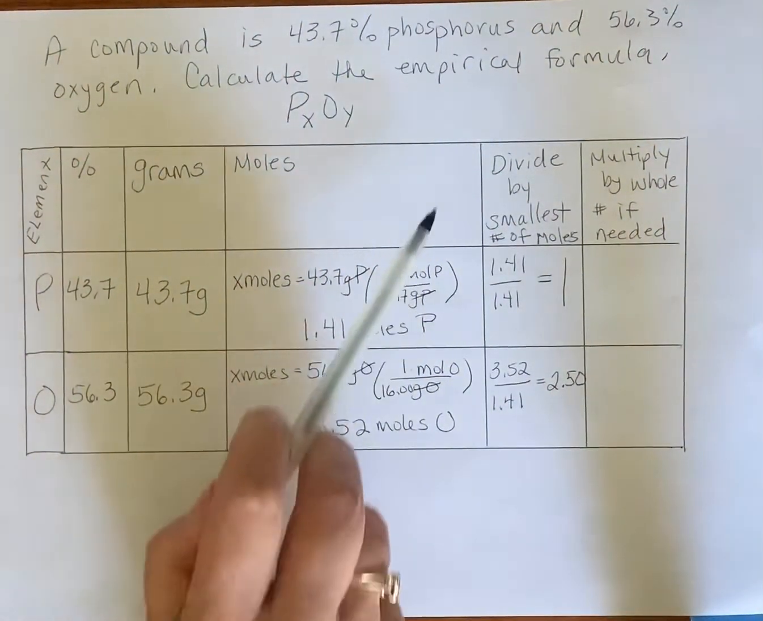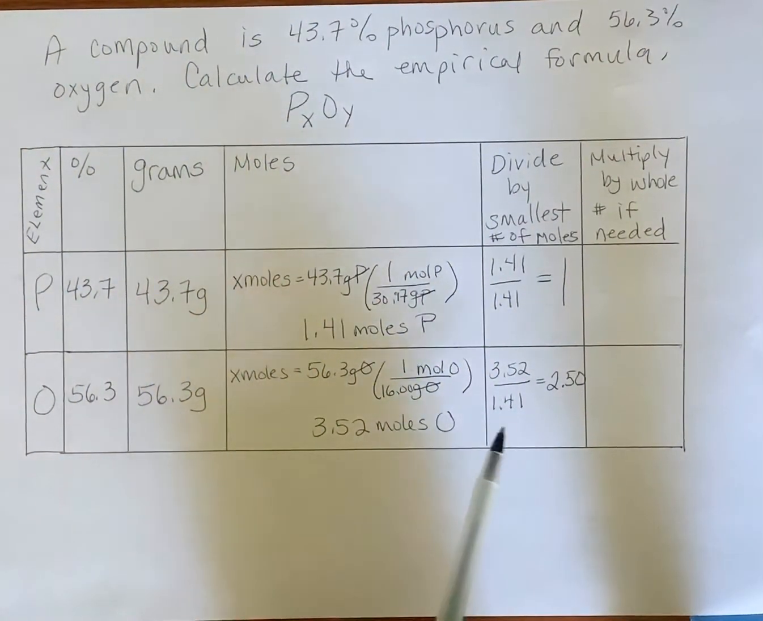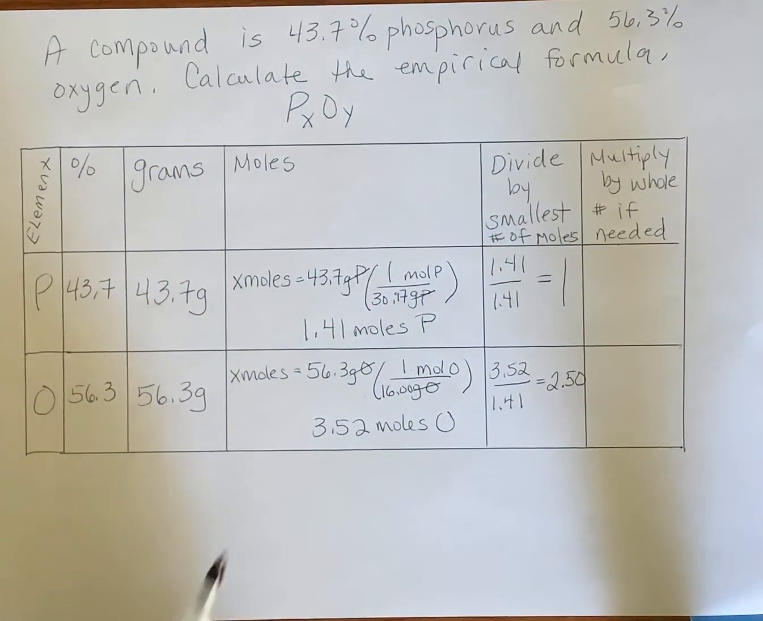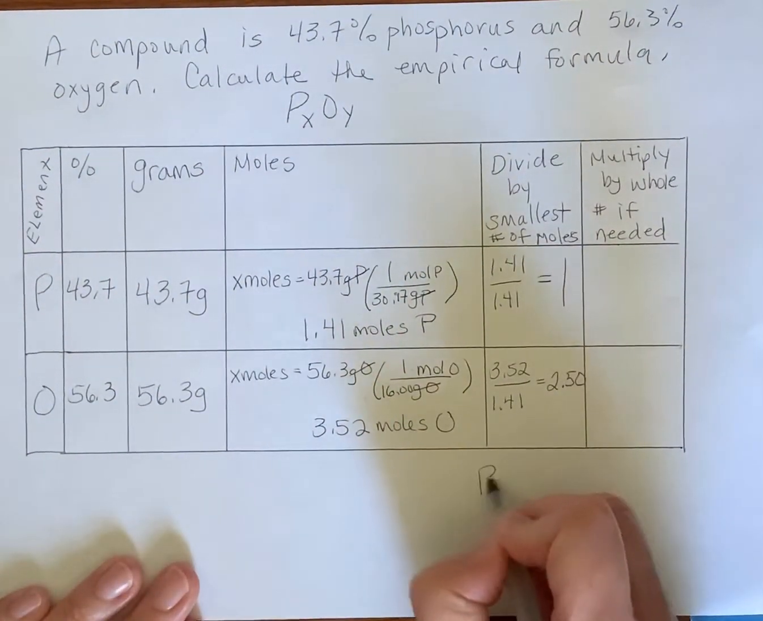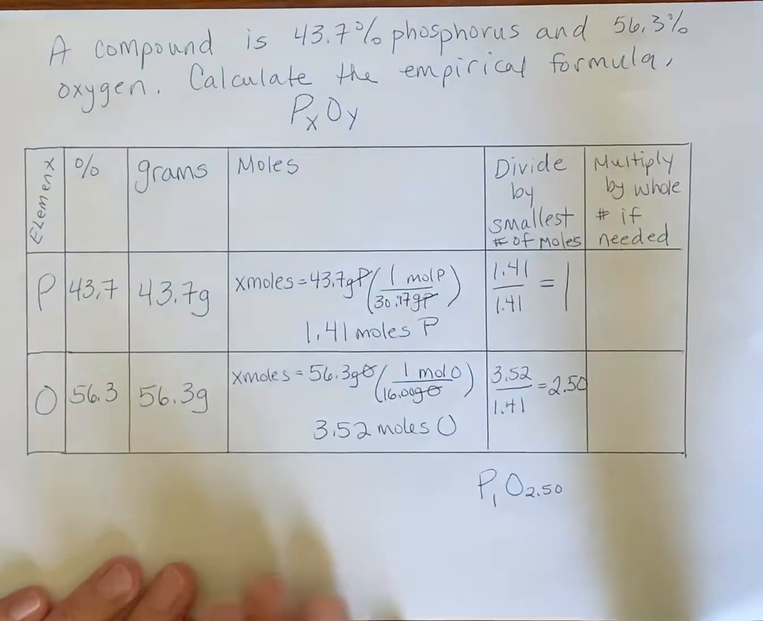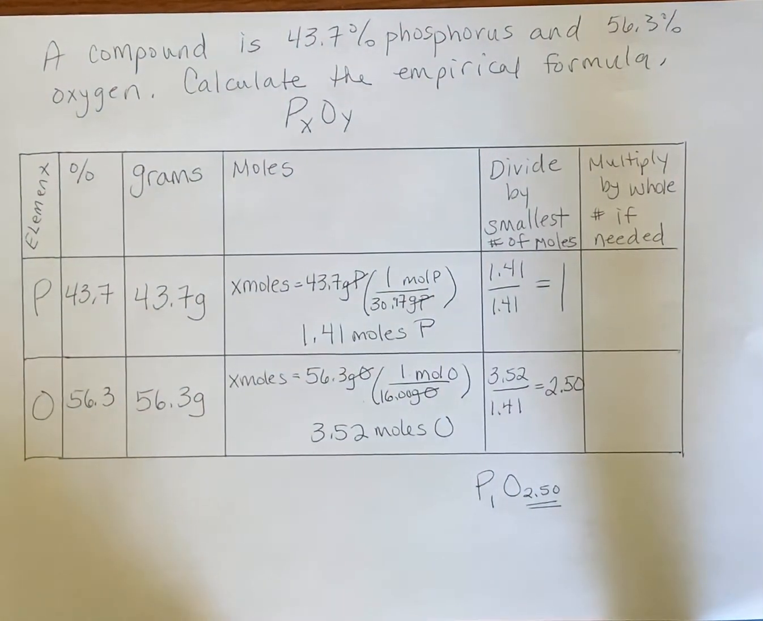I'm going to tell you that the most common mistake at this point is people divide by the bigger number. So if you are getting a number less than 1 for either of your answers here, think about the math that you did and make sure you are dividing by the smallest. So if we were to stop right here, our formula would be P1O2.50. We know that chemical formulas do not exist as partial numbers. We don't have decimals in them. These have to both be whole numbers.